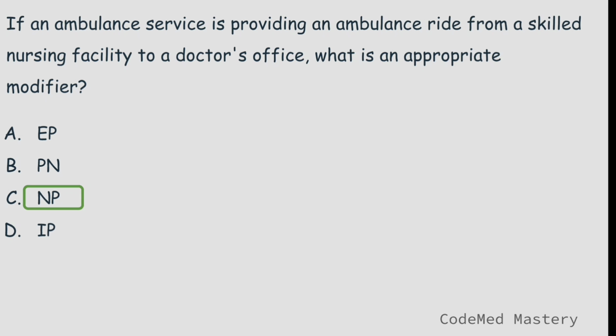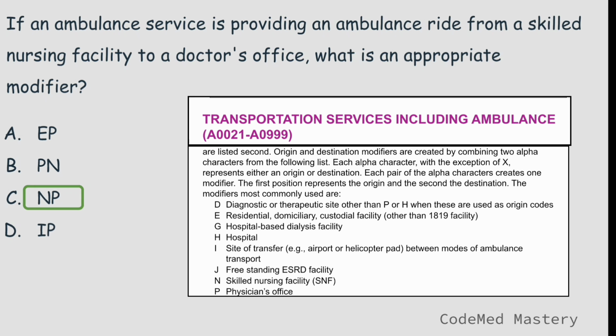The ambulance service codes are found in HCPCS Level 2 manual under Transportation Services. The beginning of that section outlines the requirement to add a modifier to each service code describing the pickup and destination of the service. In this case, the patient was picked up at the skilled nursing facility, that is N, right? And the destination was a doctor's office, that is P. Therefore, we are using the modifier NP.